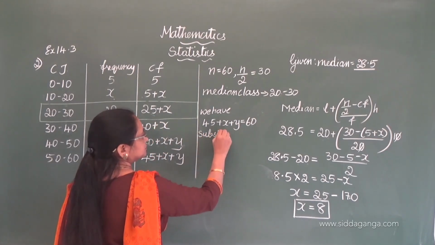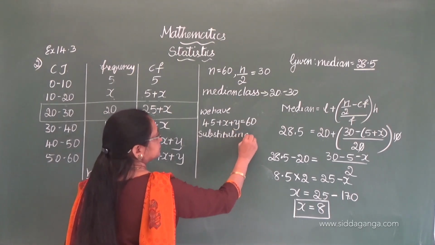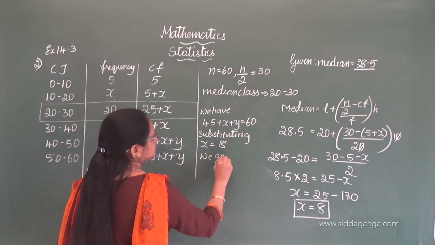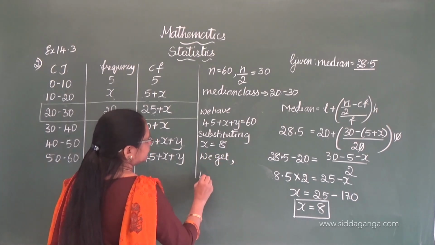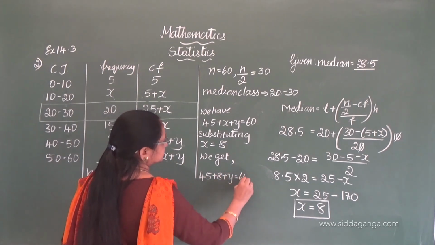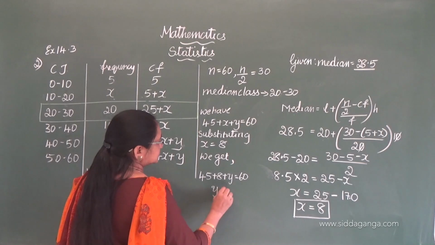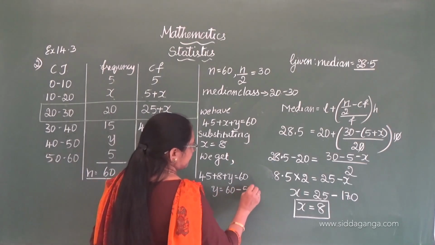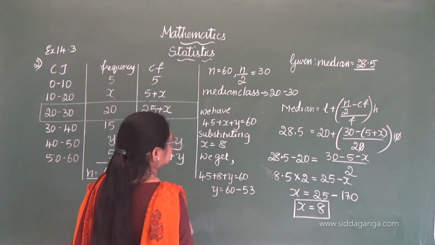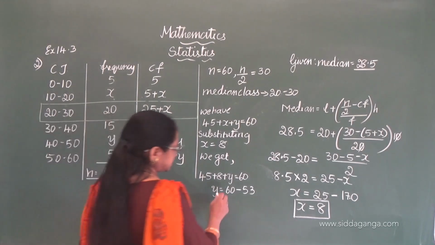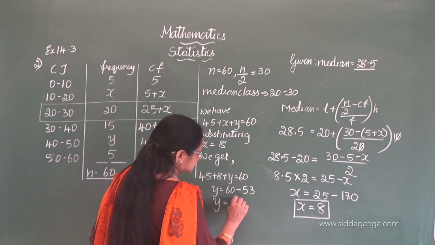Substituting x is equal to 8, we get 45 plus 8 plus y is equal to 60. So y is equal to 60 minus, so this is 53. Correct? 8, 9, 10, 11, 12, 13, 53. So our answer will be 7. Okay, the answer is y is equal to 7.